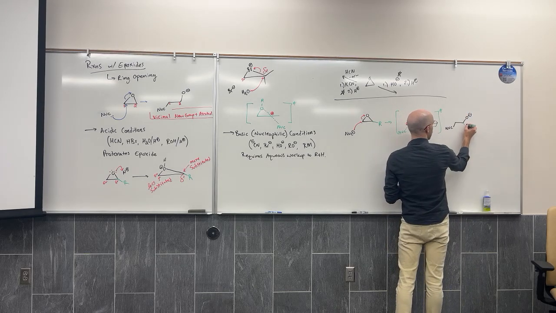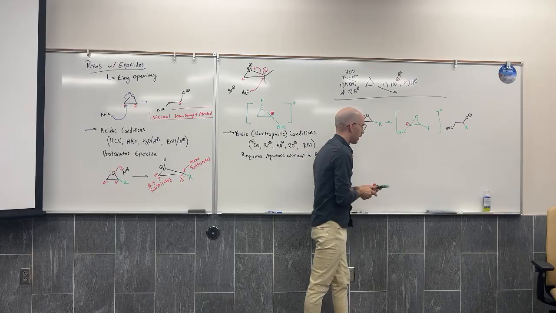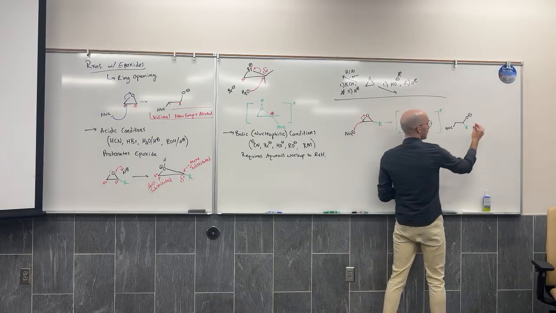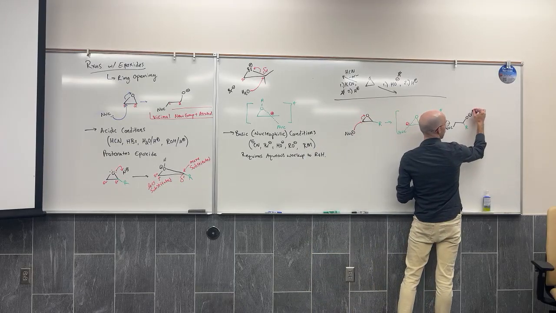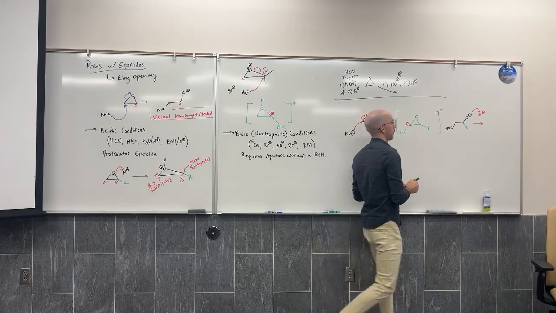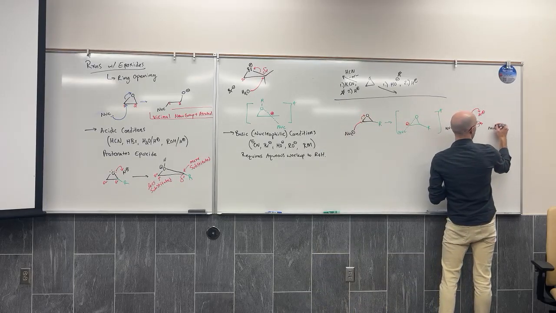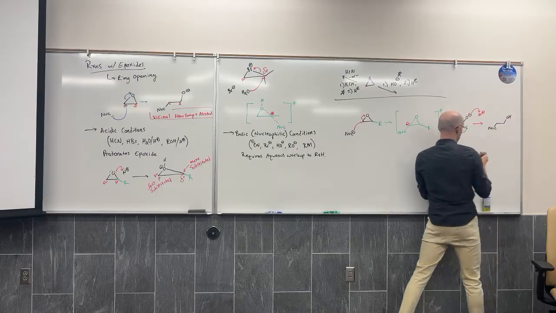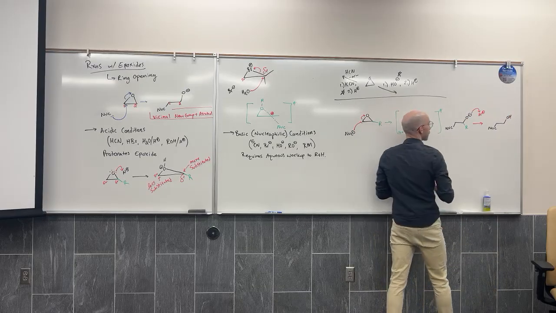What we isolate is the alkoxide, and this is why we need a second step, an aqueous workup, that we can use to protonate the oxygen and isolate our alcohol.